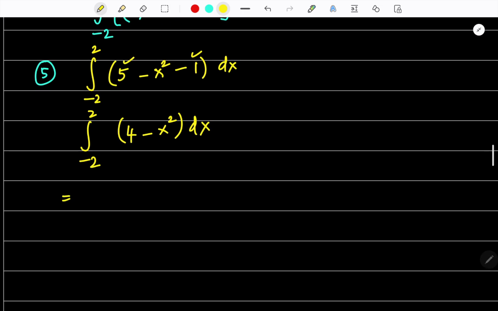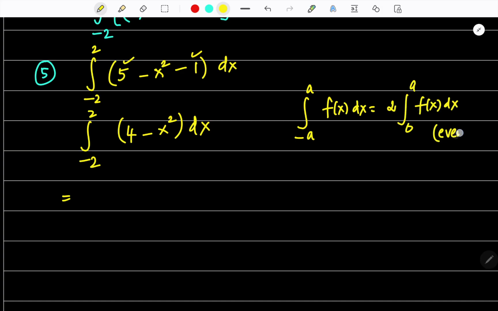So this equals, you can use even odd function or you can use direct integration, no problem. But I'm going to use even odd function. Integral from minus a to plus a of f of x dx is equal to twice times integral from 0 to a of f of x dx if the function is even. Integral from minus a to plus a of f of x dx equals 0 if the function f of x is what? Odd, right? So how to check it's even or odd?